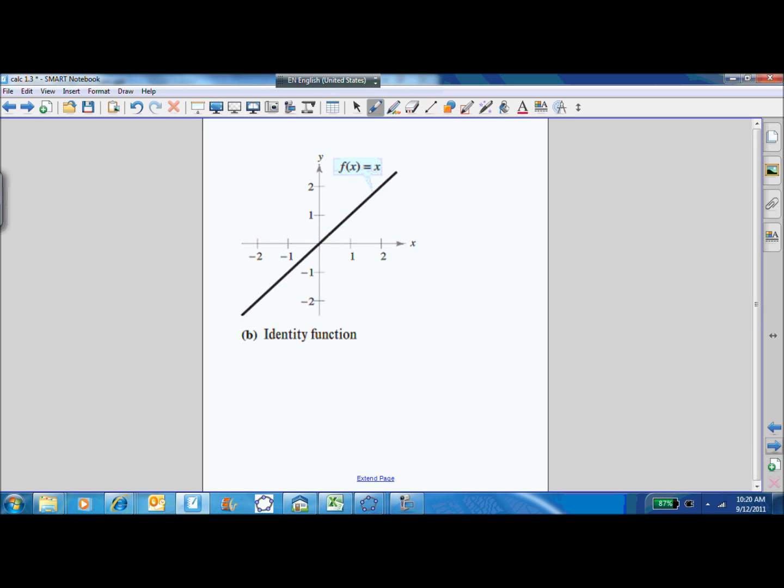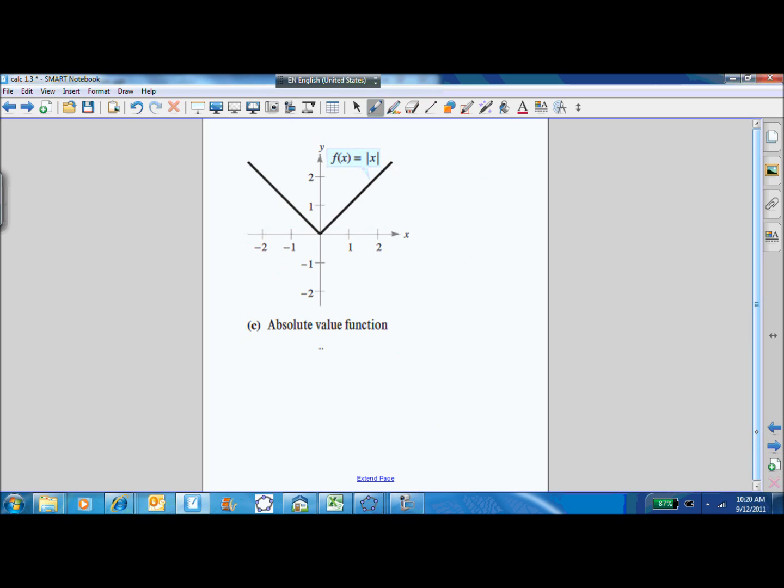The identity function, also known as y equals x. We're going to see why it's the identity function when we do inverse functions later on. But it's your most basic of lines, with a slope equal to 1 and a y-intercept of 0. Its domain is all reals. You put anything in, and its range is all reals. Anything can come out.